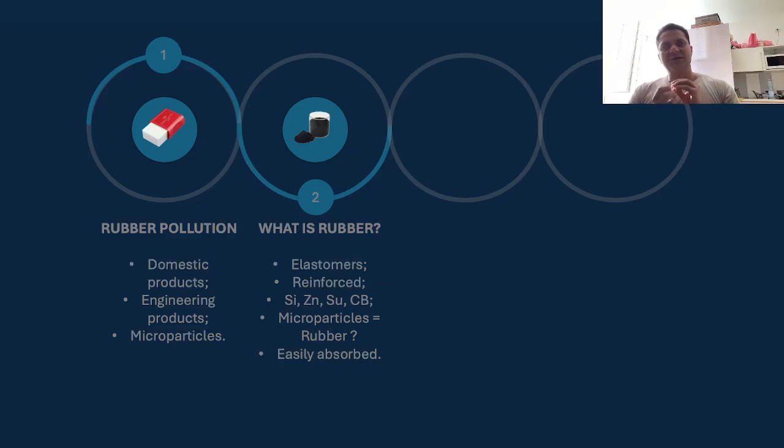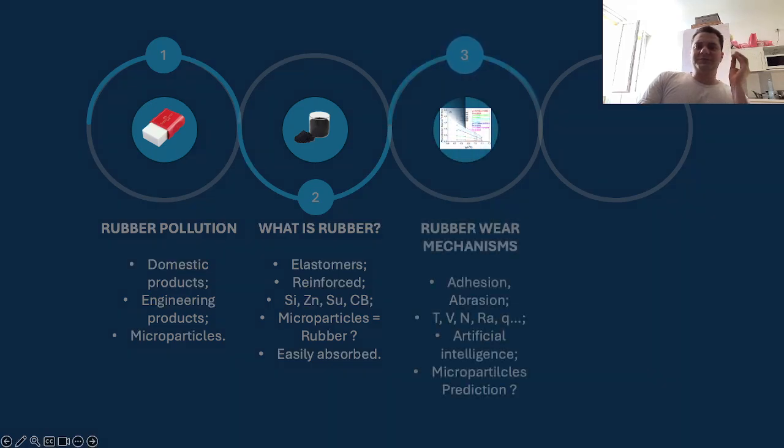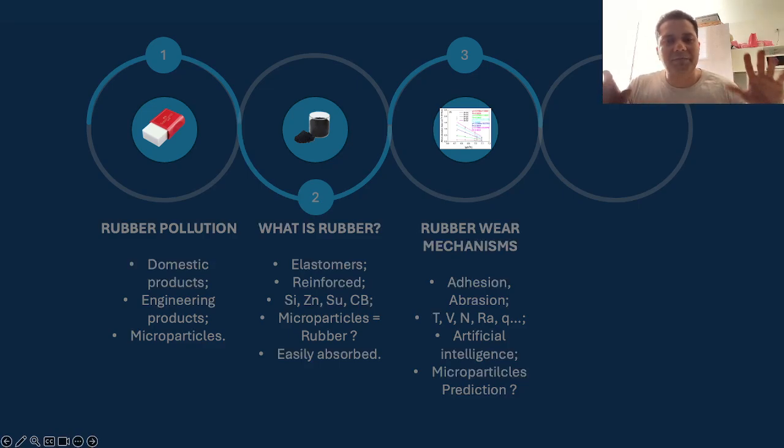Once those microparticles spill off from a tire, for instance, they bind many other debris in the environment. In addition, they can easily be absorbed by algae and fish, so marine animals. Consequently, they are also ingested by us, easily ingested by us. Even though there is no agreement regarding elastomer particles, ingestion, and human pathology, there is a total agreement on rubber wear and friction mechanisms.